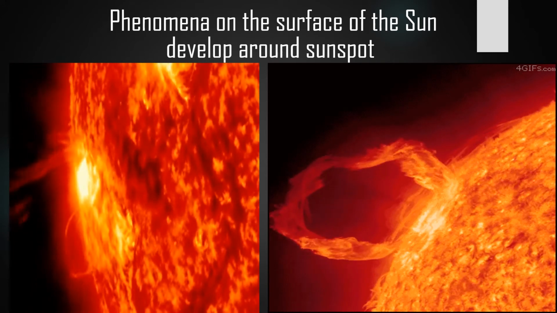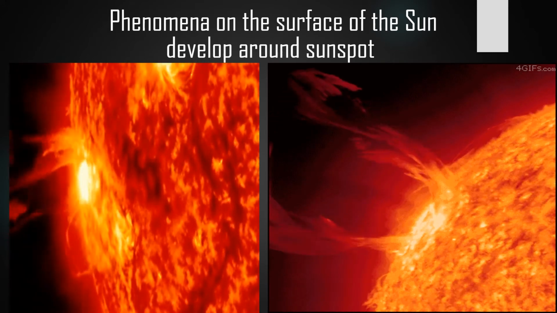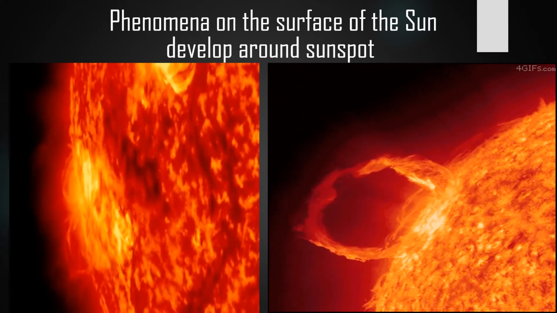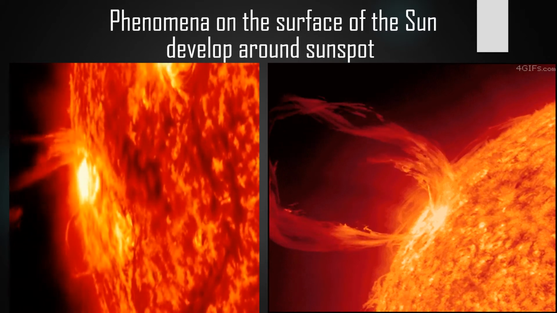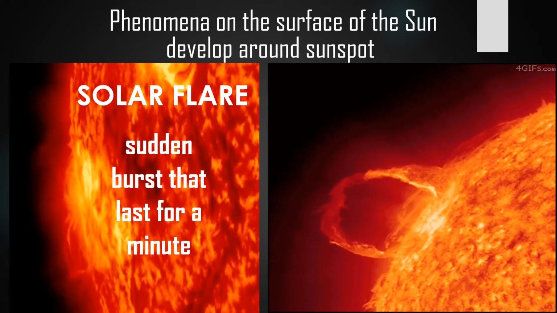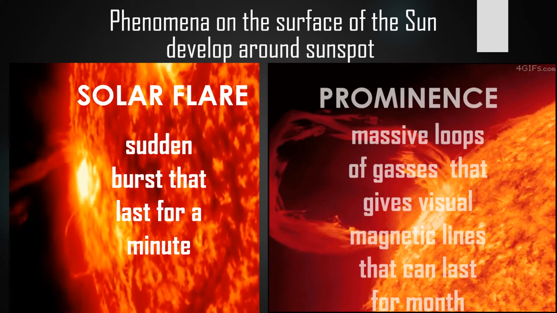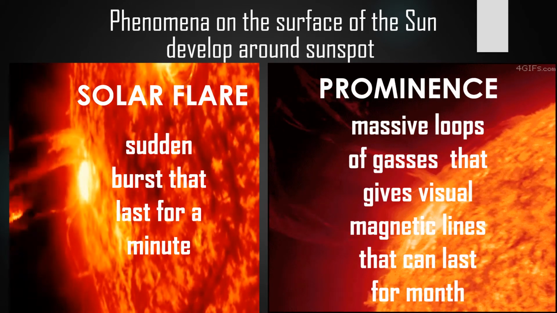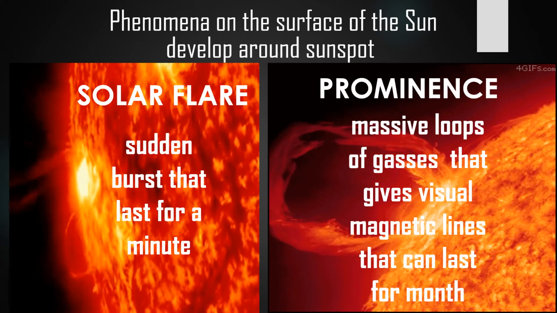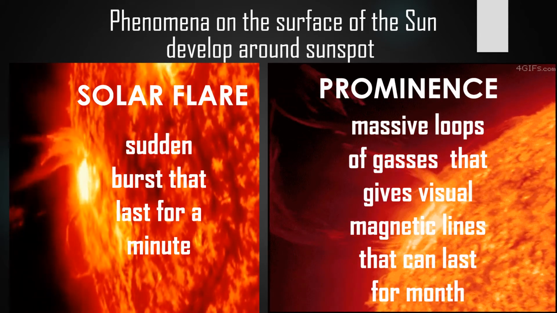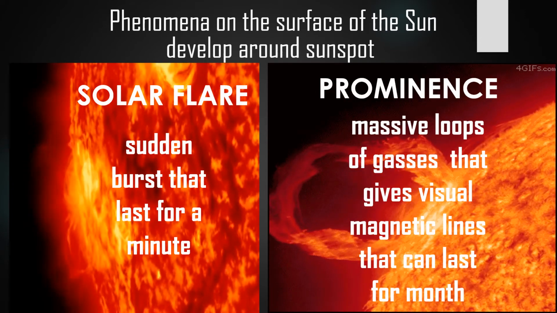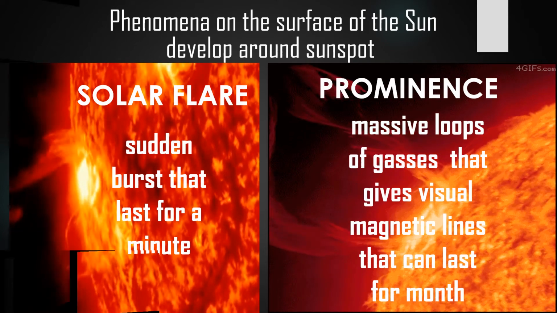I mentioned the words flares and prominences. We call these phenomena on the surface of the sun. They develop around the sunspot. The solar flare is a sudden burst that lasts for a minute. The prominence is a massive loop of gases that follows visible magnetic lines and can last for a month. A solar flare is just a short burst, while a prominence will last for a month or a year.